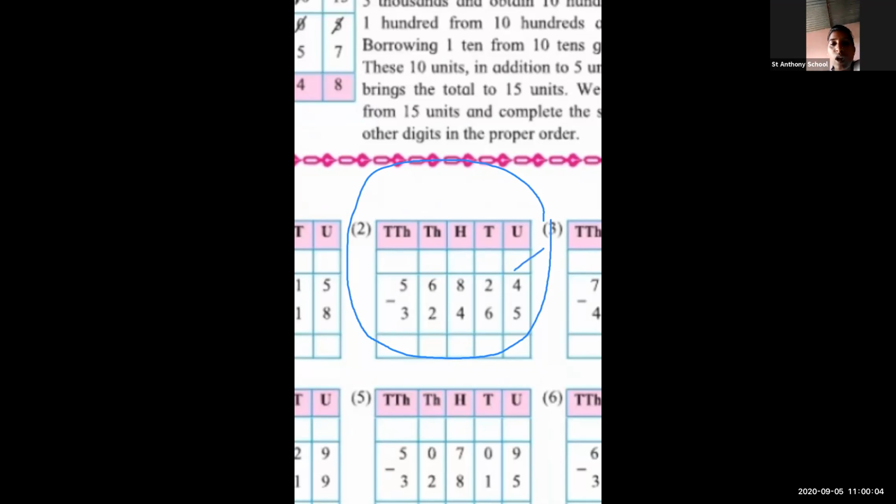4 is a small number. 5 is a bigger number. So 4 minus 5, is it possible? No. So you want to write 14 on top of the 4. After that, you want to take the 1 from the tens column. So in the tens column, how many remaining now? A single 1 is remaining, right? So first of all, we must subtract in the units column: 14 minus 5.